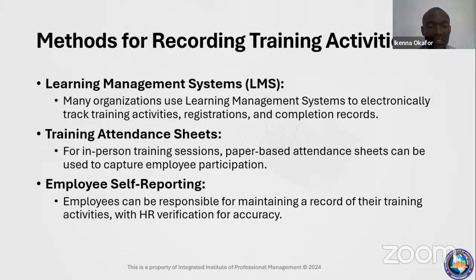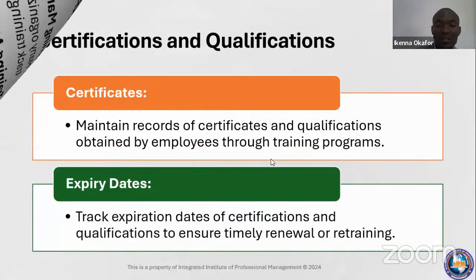Training attendance sheets: in-person, peer-to-peer, paper-based attendance can be used to capture employee participation, or use Google Sheets. Employee self-report: the employee can be responsible for maintaining a record of their training with the HR for verification.